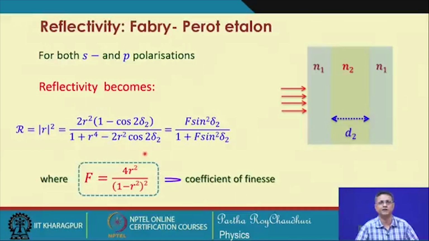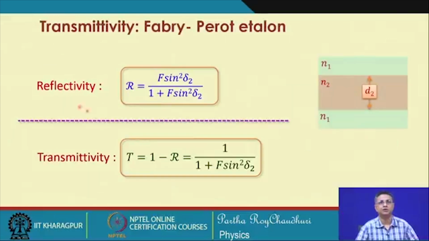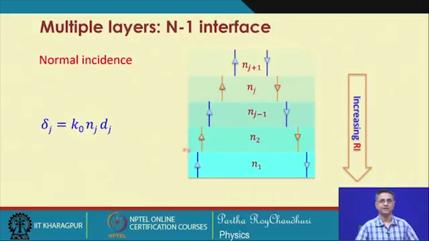This is our old result, and using this expression we can also calculate the transmittivity, that is T equal to 1 minus r, which will give me 1 by 1 plus f sin square delta 2. So, these are the reflectivity and transmittivity for a Fabry-Perot Etalon whose thickness is given, n 1 n 2 are given, right.